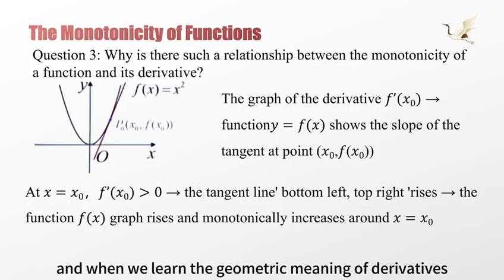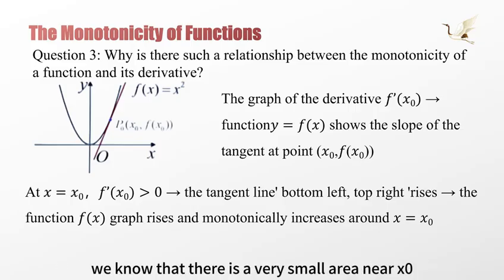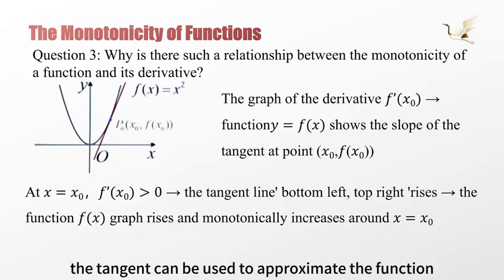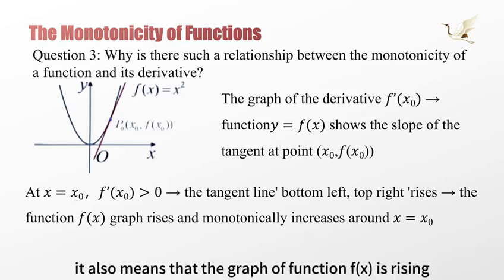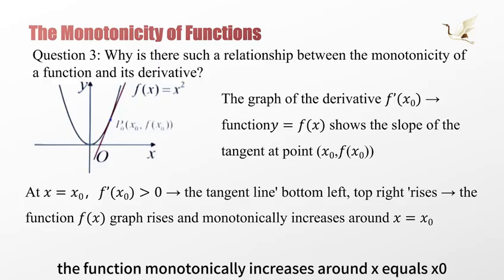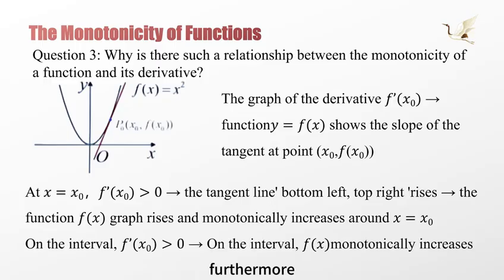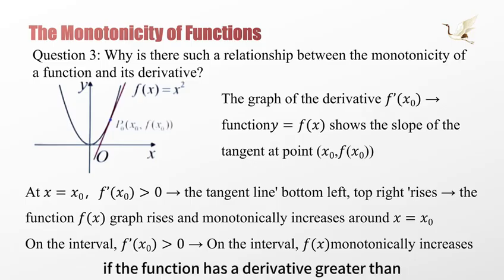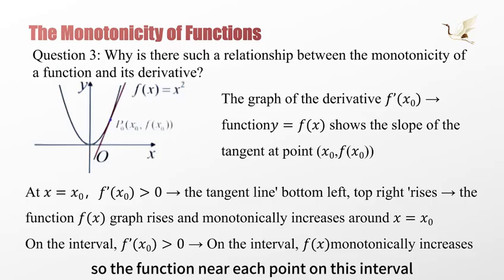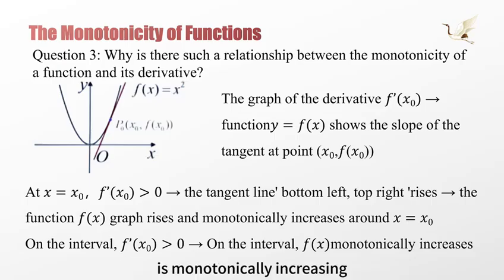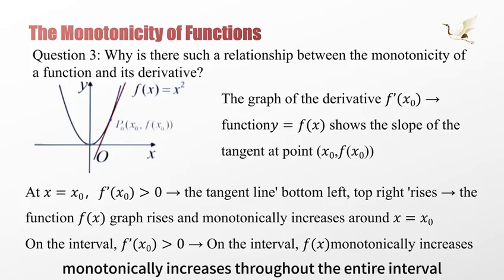And when we learned the geometric meaning of derivatives, we knew that in a very small area near x0, the tangent can be used to approximate the curve of f(x) itself. So it also means that the graph of function f(x) is rising. The function monotonically increases around x equals x0. Furthermore, if the function has a derivative greater than 0 at every point on a certain interval, then the function near each point on this interval is monotonically increasing. Therefore, the function monotonically increases throughout the entire interval.